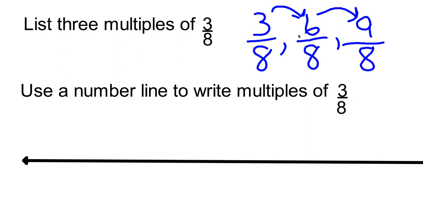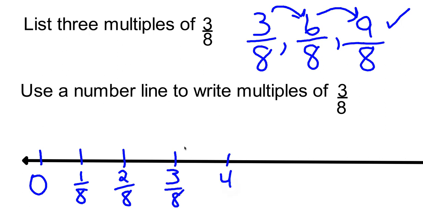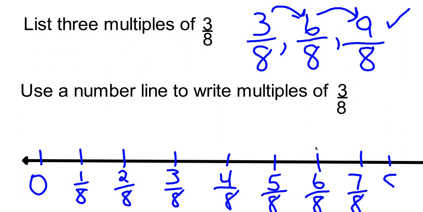First I have to create my number line, which is going to start at 0. And I know that I have to go past 1 whole because 9/8 is a fraction that's greater than 1. So I am going to put 1/8, 2/8, 3/8, 4/8, 5/8, 6/8, 7/8, 8/8, 9/8. So now I have my fractions on my number line.